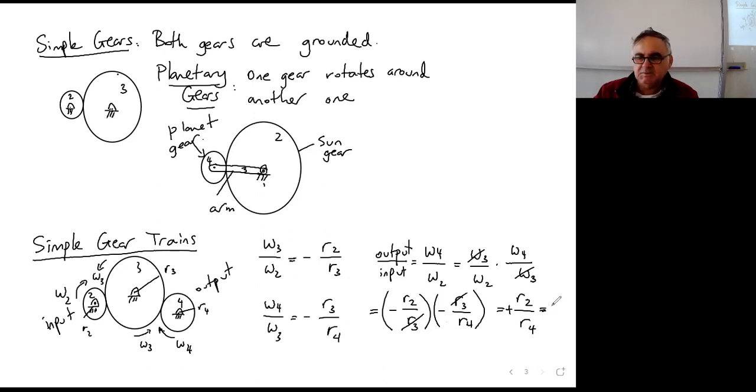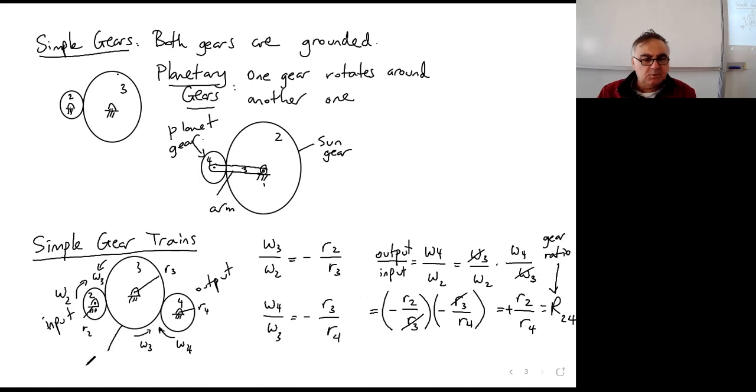So in a way, we can call this R2,4. This is the gear ratio between 2 and 4. But what is the point of having this gear, 3? Well, it gets canceled out, isn't it?